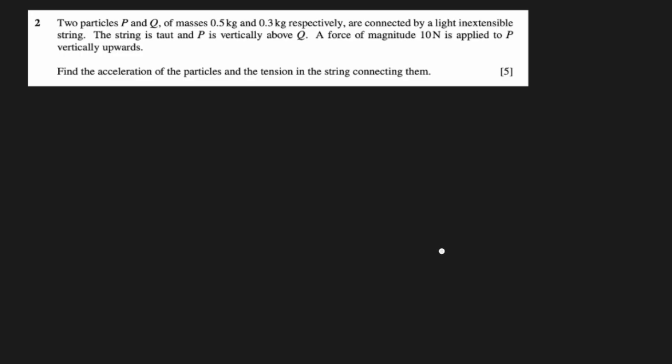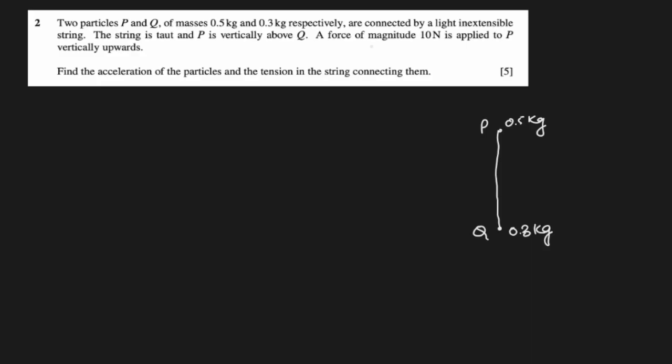Okay. Two particles, P and Q, of mass 0.5 kg and 0.3 kg respectively are connected by a light inextensible string. The string is taut and P is vertically above Q. Let me draw here. So this is Q and this is the line that is connecting them. P is 0.5 kg and Q is 0.3 kg. The string between them is taut.